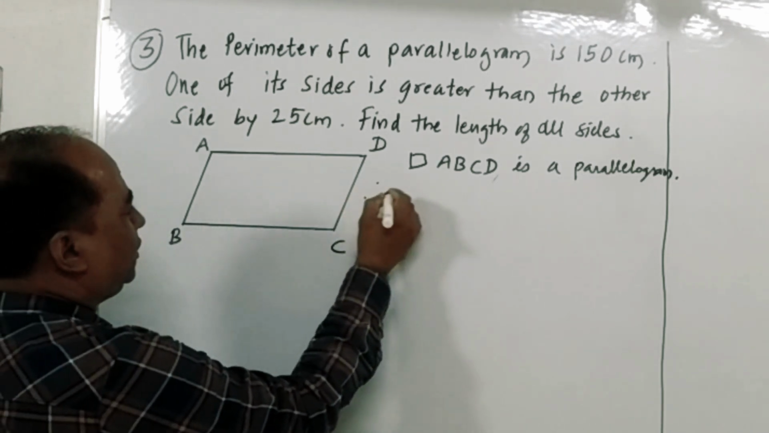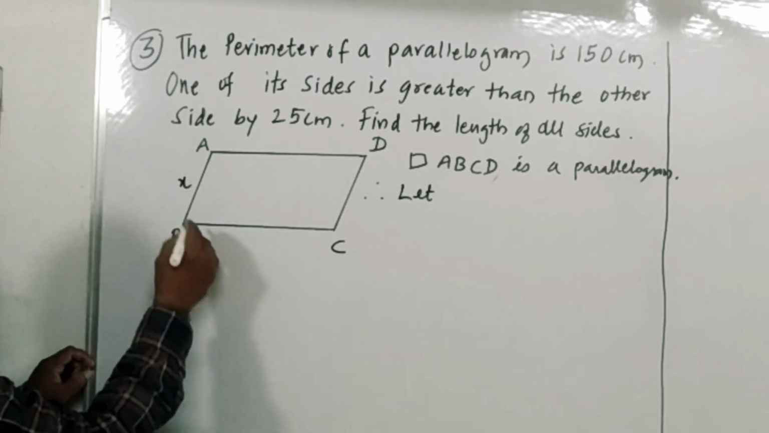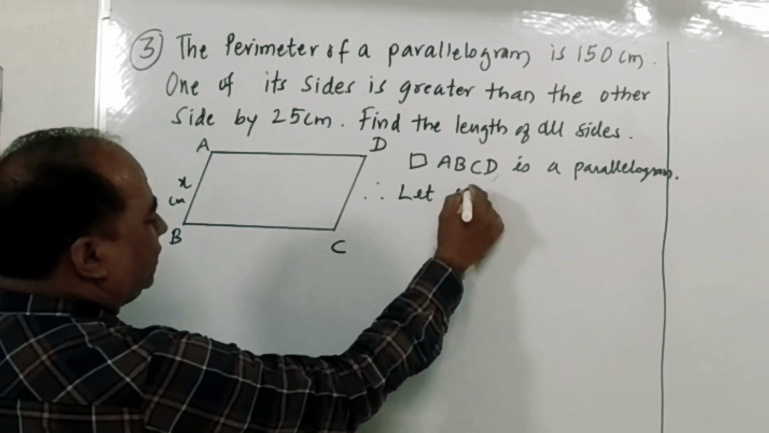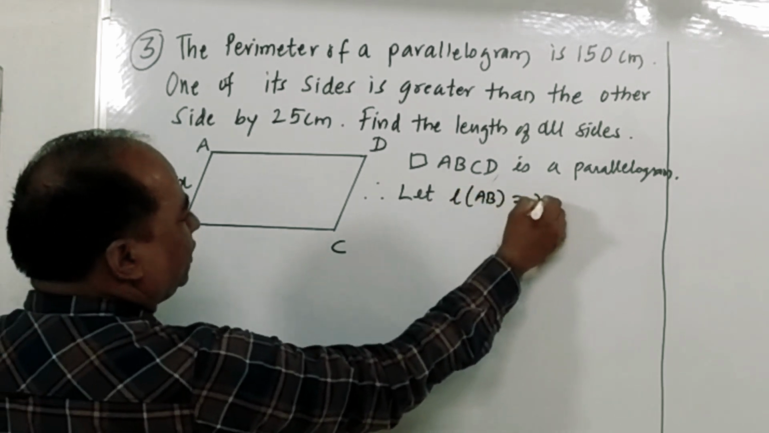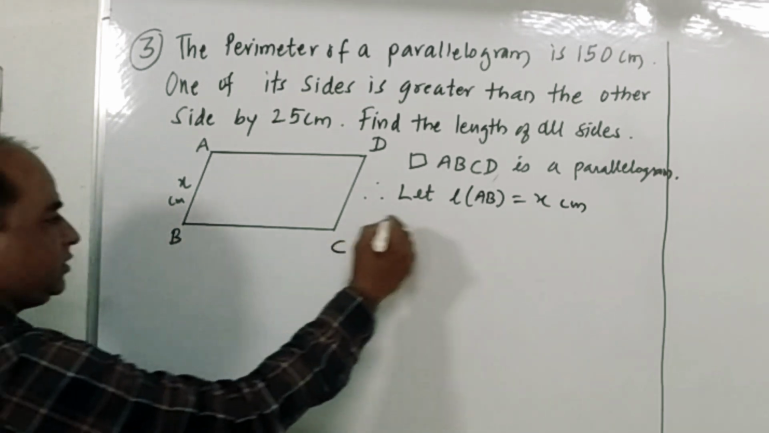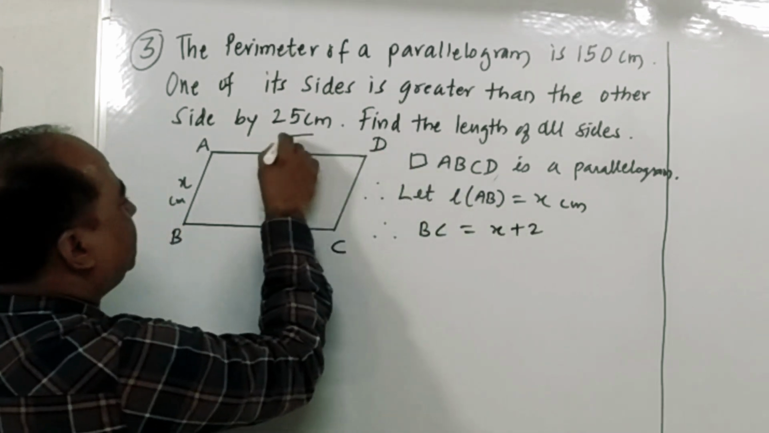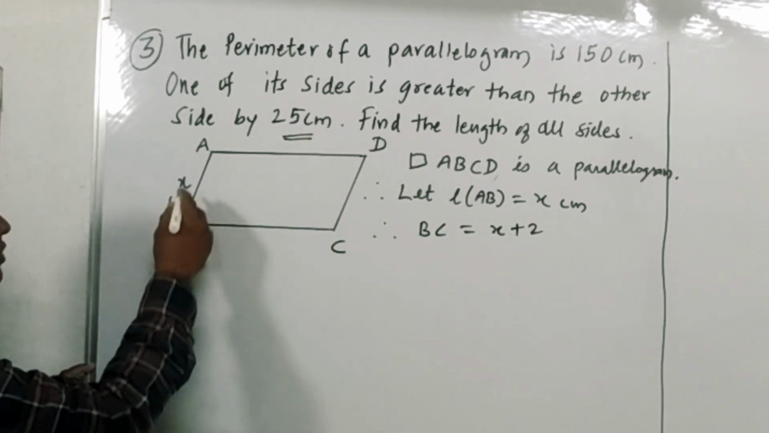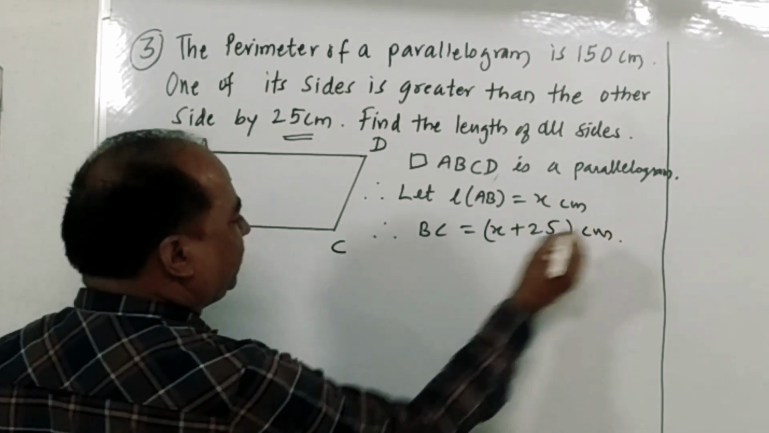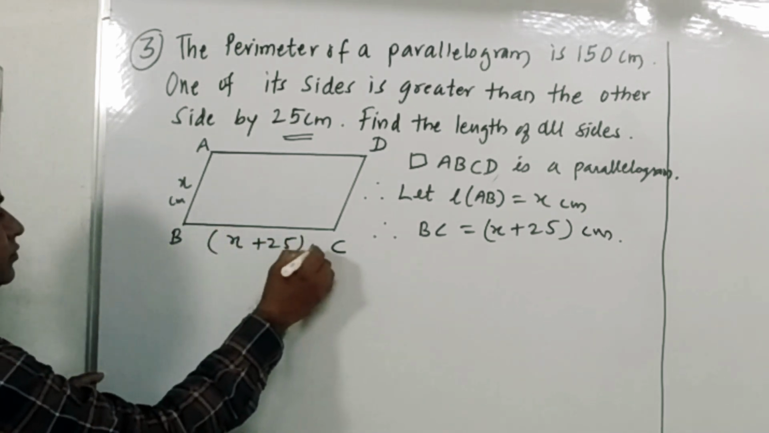Let one of the sides, AB of parallelogram ABCD, be x centimeters. Therefore, the other side is greater by 25, as given. So BC is equal to x plus 25 centimeters.